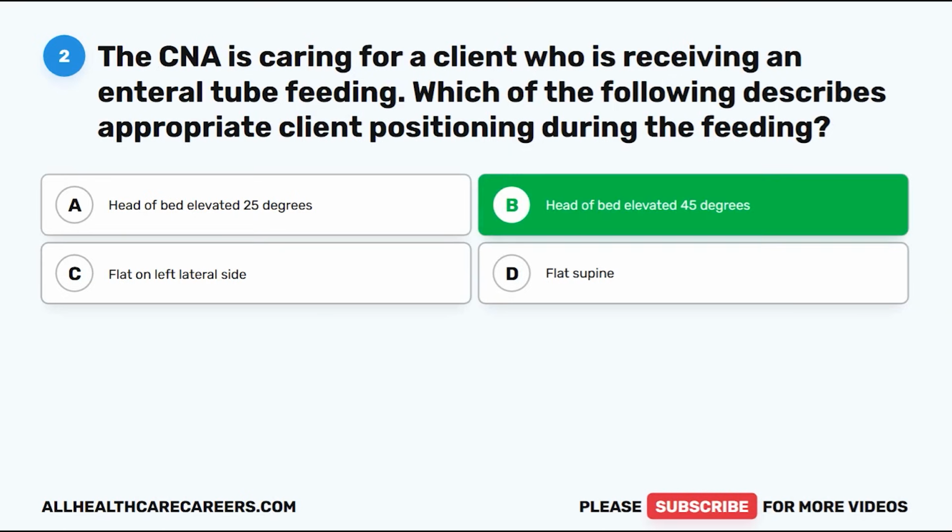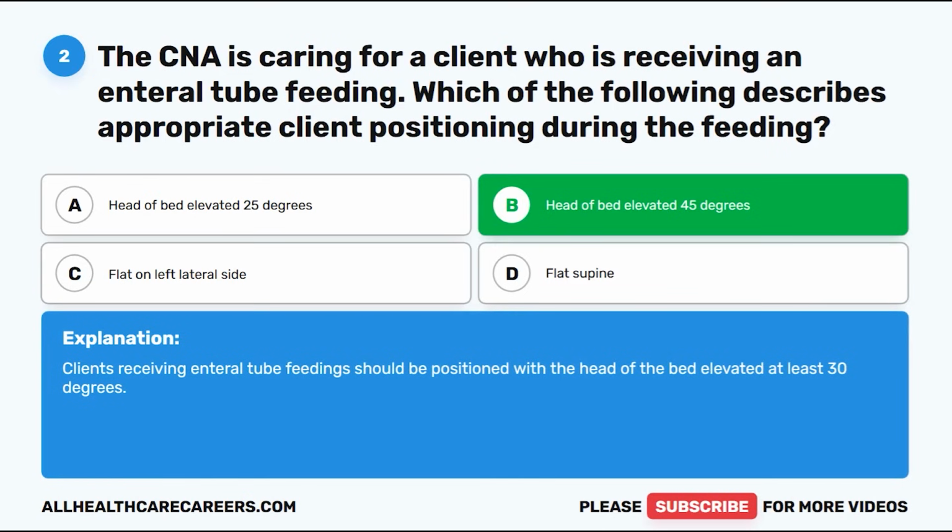Head of bed elevated 45 degrees. Clients receiving enteral tube feeding should be positioned with the head of the bed elevated at least 30 degrees.